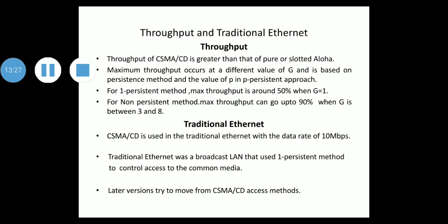Next, we'll discuss traditional Ethernet. CSMA CD was used by one of the LAN protocols, the traditional Ethernet, with a data rate of 10 Mbps. The traditional Ethernet was a broadcast LAN that used the one persistent method to control access to the common media. The later versions of Ethernet tried to move away from the CSMA CD method.